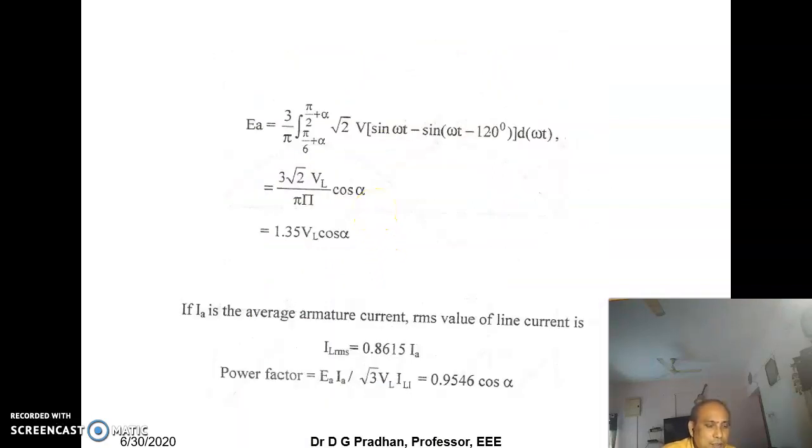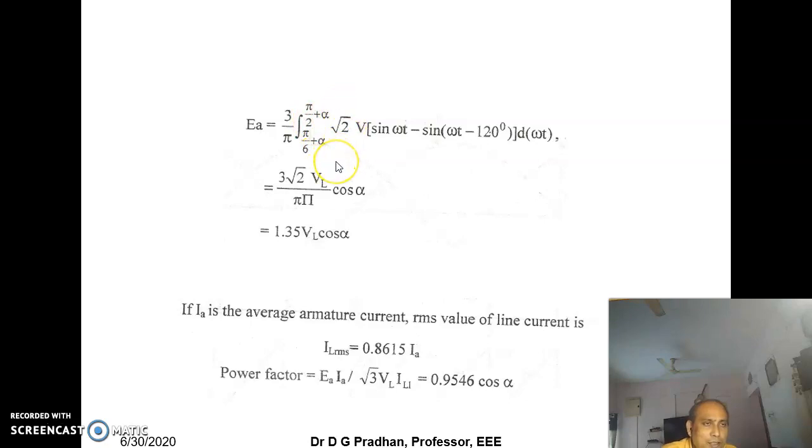Assuming continuous conduction, the average voltage applied to the armature is obtained by taking the average value of the output voltage over a period of pi by 6 plus alpha to pi by 2 plus alpha. The average value of the output voltage Ea equals area divided by base. Here the base is 60 degrees, that means pi by 3, so 1 by pi by 3, which is 3 by pi, times the integration from 30 degrees plus alpha to 90 degrees plus alpha.